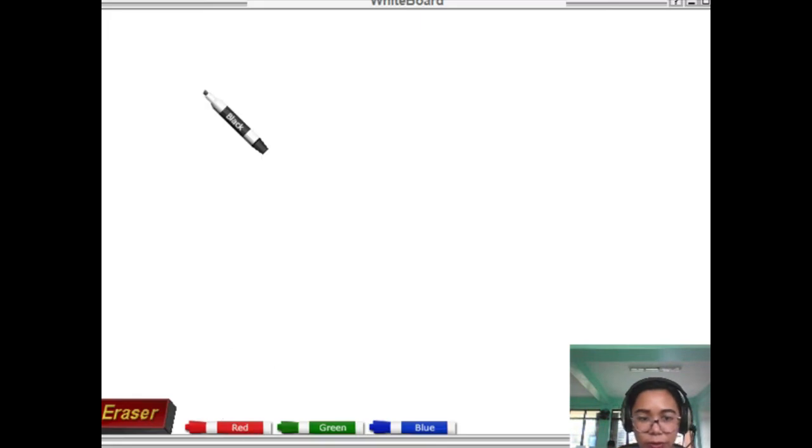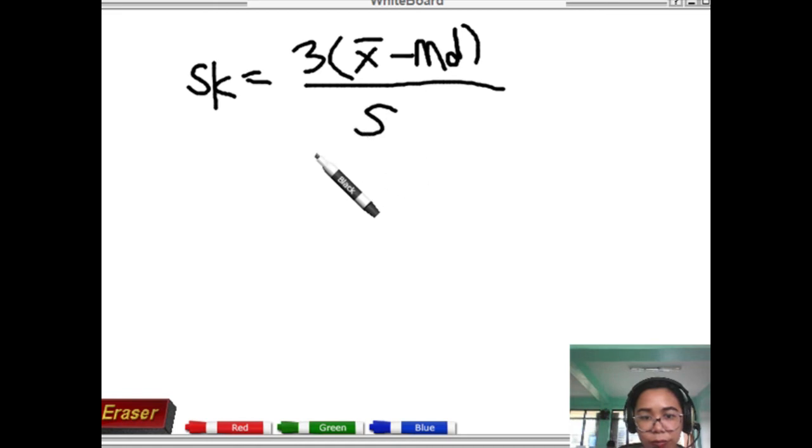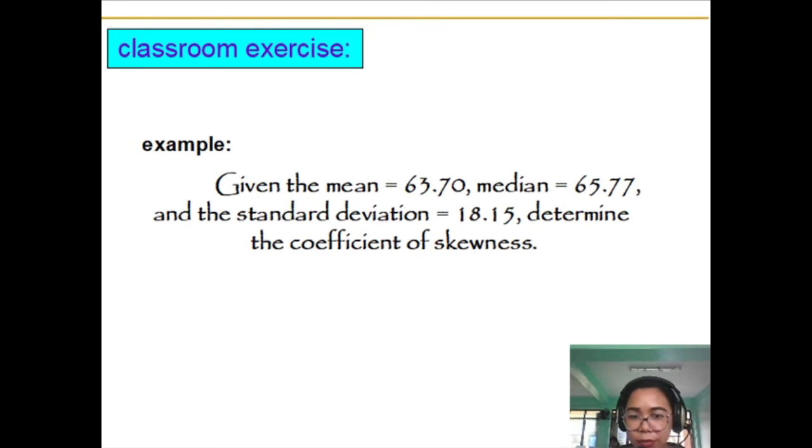Okay, so skew, or skewness, equals a constant value 3 times x bar, or the mean, minus the median, divided by the standard deviation. Okay, let us take note of our given. We have 63.70 as the mean and 65.77 as the median, 18.15 as the standard deviation.